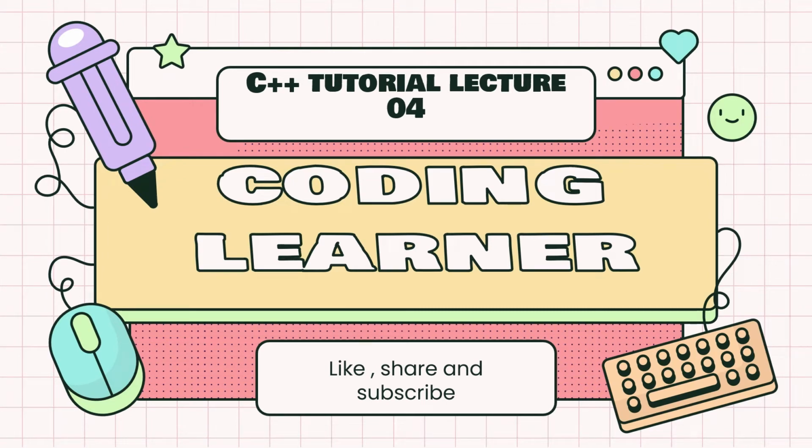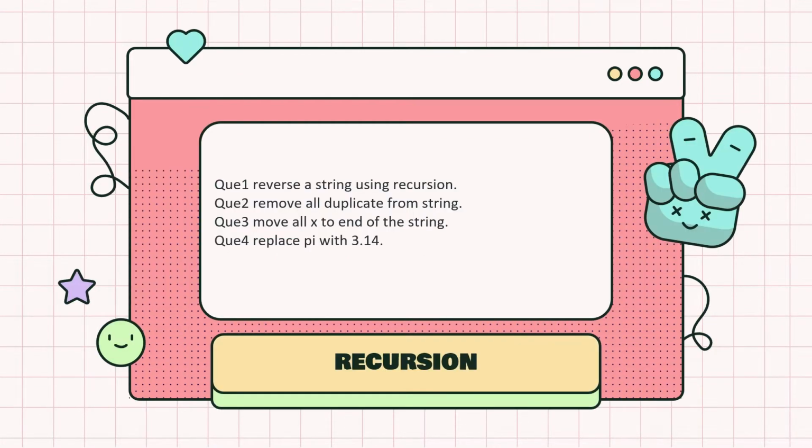This is C++ tutorial lecture number 4. In this video, we have to do some examples on recursion. First question is to reverse the string using recursion. Second, we have to remove all the duplicates from the string like A, B, B, C, C. We have the required output like A, B, and C.